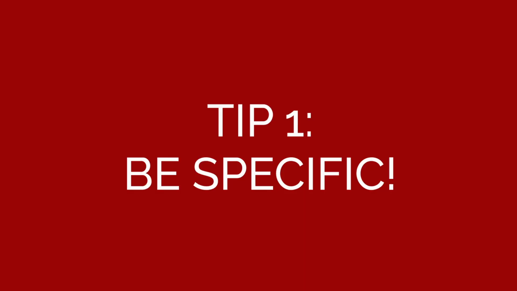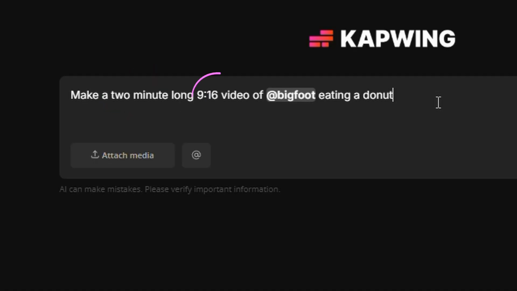Okay, so tip 1 is be specific in your prompt. Basically, the more detail in your prompt, the better. Adding video length details and aspect ratios, that helps. Kapwing supports all popular aspect ratios, so 9:16 for TikTok, YouTube Shorts, Instagram Reels, and 16:9 for things like YouTube. Just tell the prompt what you want.